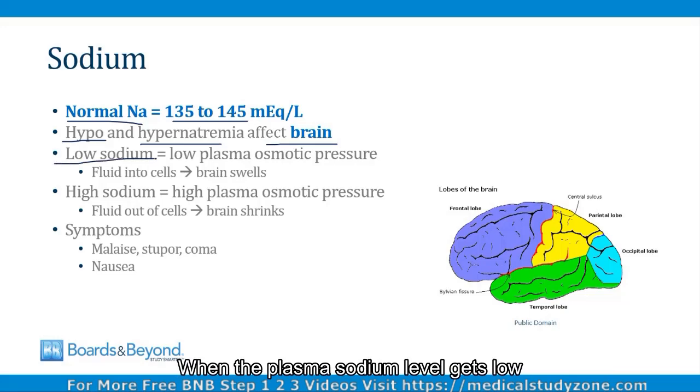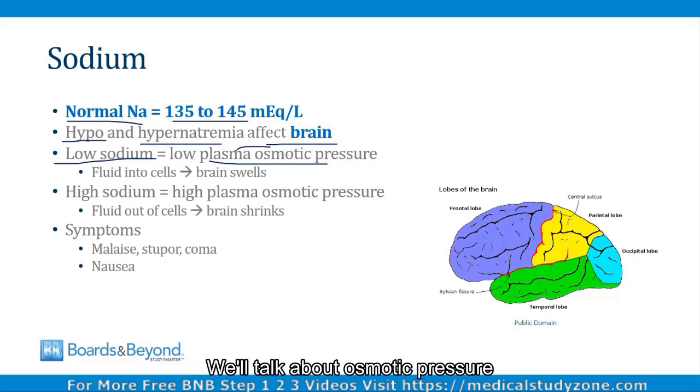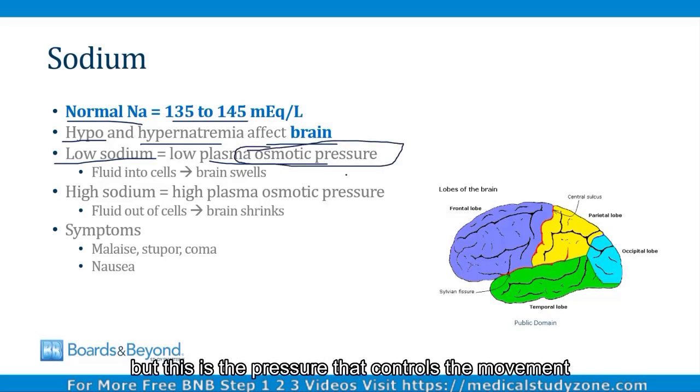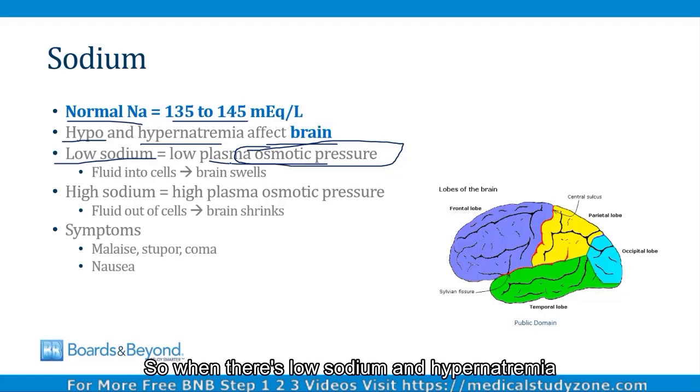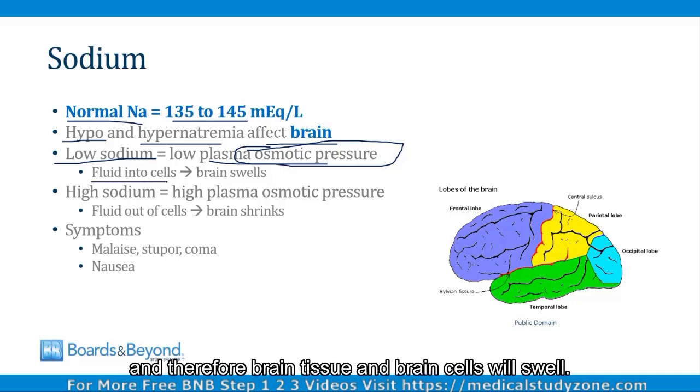When the plasma sodium level gets low, this causes low plasma osmotic pressure. We'll talk about osmotic pressure in more detail on the next slide, but this is the pressure that controls the movement of fluid in and out of cells. So when there's low sodium and hyponatremia, there's low plasma osmotic pressure, and that causes fluid to move into cells, and therefore brain tissue and brain cells will swell.